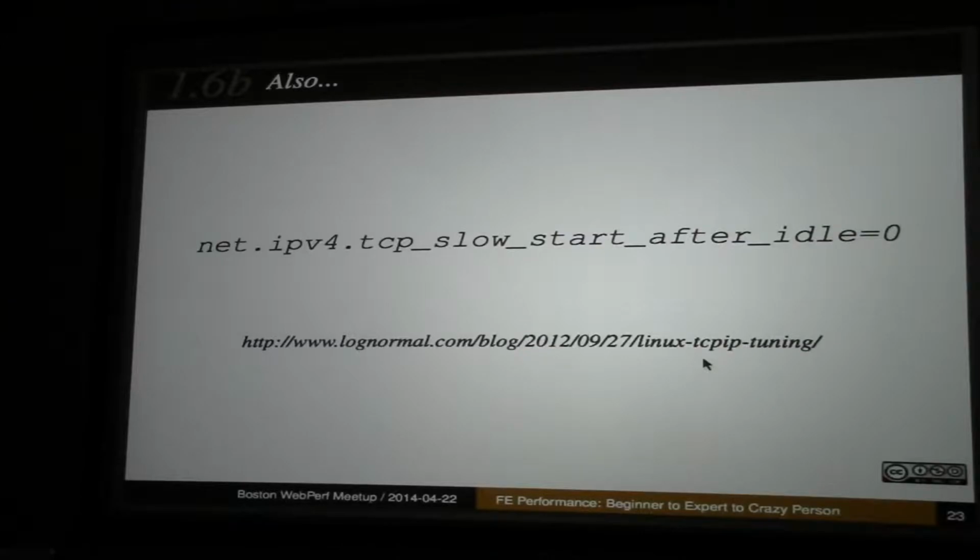Another interesting setting that most people have on: net.ipv4.tcp_slow_start_after_idle, which basically says if a single TCP connection goes idle, it'll reset its slow start timers. So you don't want that. You want to turn it off, so that if your connection is idle for a while, it'll still use the congestion window size it was at before it went idle.